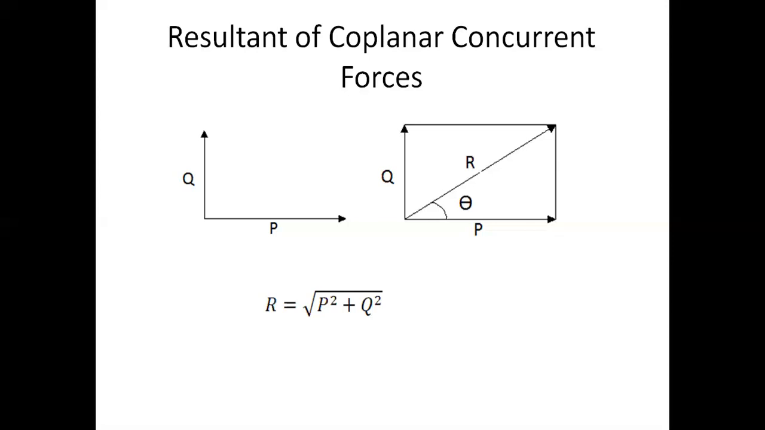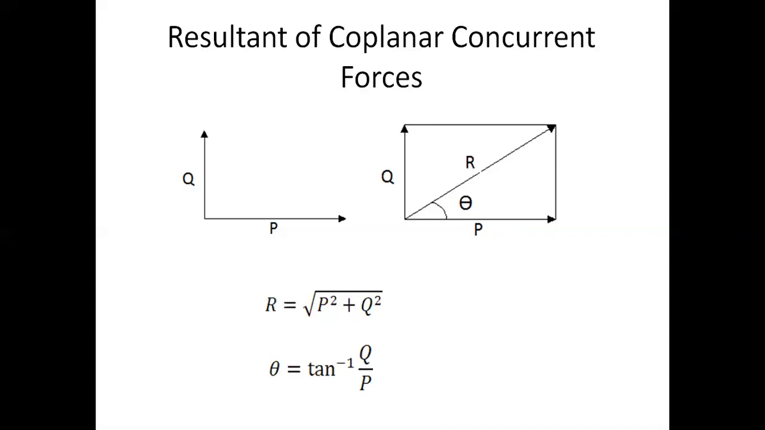And because resultant is also a force, we have to give the direction, which direction it is moving. So if theta is the direction, what is the value of theta? We know that tan theta equal to Q by P, because this is Q, opposite by adjacent. Therefore theta equal to tan inverse Q by P. Therefore theta is the direction.